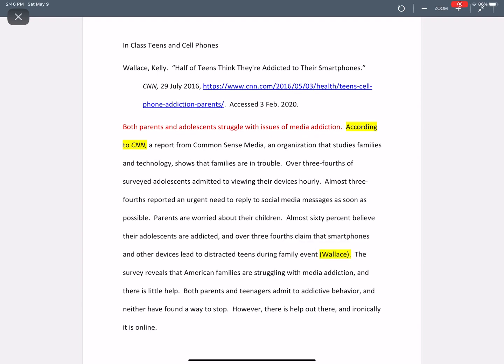Now after that, I can't stop there. I need some sort of commentary, and that's what the last part of the paragraph is, right? So I reported some information from a source, but what does it mean? How does it support that topic sentence, and how does it support the thesis? So the last part of the paragraph is where you do some critical thinking, you do some argumentation, you do some discussion. This is really the most interesting part of the paragraph.